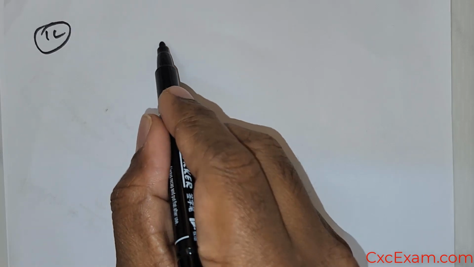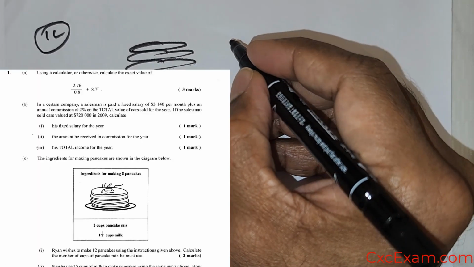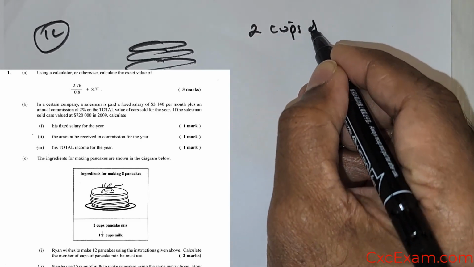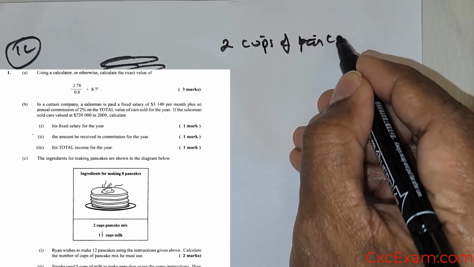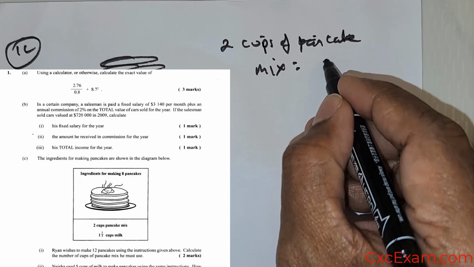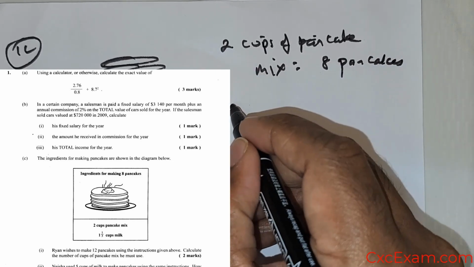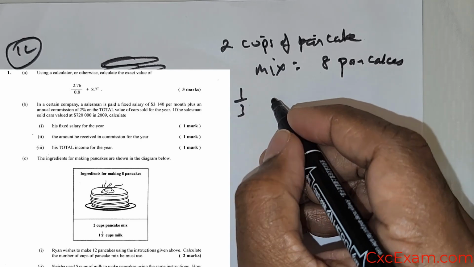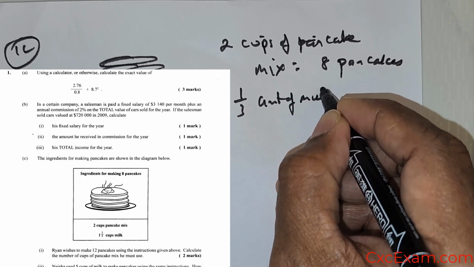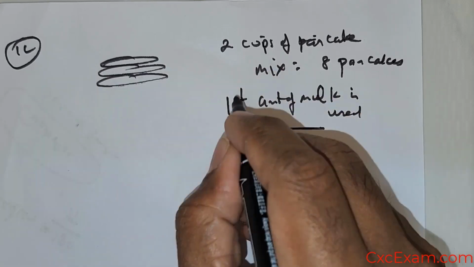Students, this is the next question. We've been given the following ingredients to make pancakes. So 2 cups of pancake mix is used to make 8 pancakes, and 1 and 1/3 cups of milk is used. So that is the question.